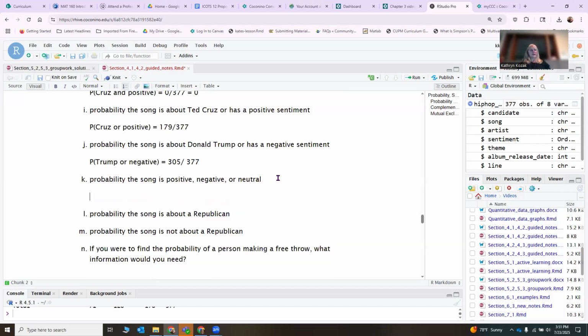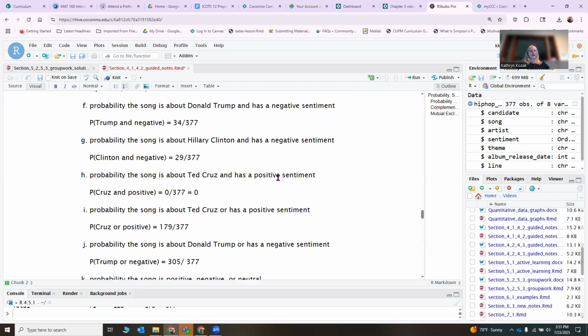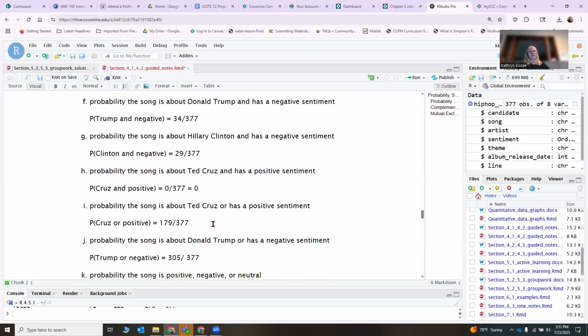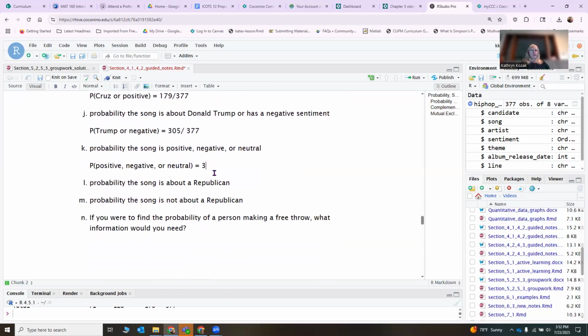All right, so now let's find the probability the song is positive, negative, or neutral. So it could be positive. There's 178 songs that were positive. It could be neutral. There were 128 songs that were neutral. It could be negative. There were 71 songs that were negative. We could add those all up, and we're going to get 377. So that would be 377 divided by 377, which you can, if you want to, reduce to 1.